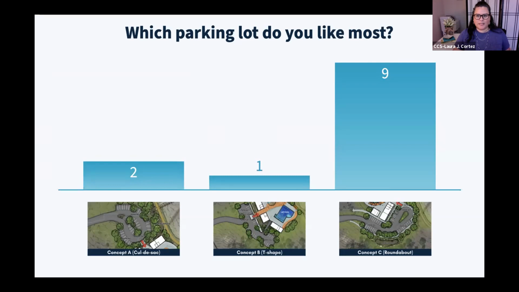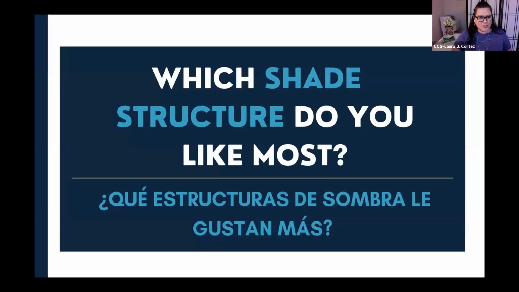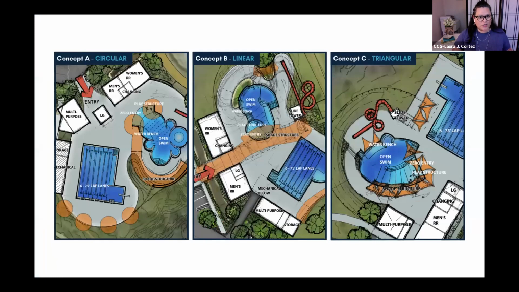Okay, just a couple more seconds here on this one. Okay. All right, so the next question we're going to ask is the shade structures. You saw that each of the shade structures for each of the concepts had a different type of element to it. So which shade structure do you like the most? You saw a circular concept. You saw the linear that kind of goes across, and then you saw the triangular. Which of those three concepts do you like the most?